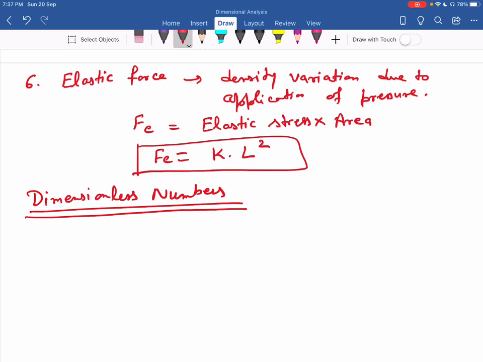So one force is the inertia force. The remaining ones out of these six, the remaining five forces, we combine with it and find the ratio one by one. Accordingly, we get five dimensionless numbers. So the first dimensionless number is Reynolds number.